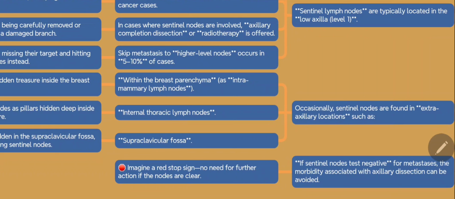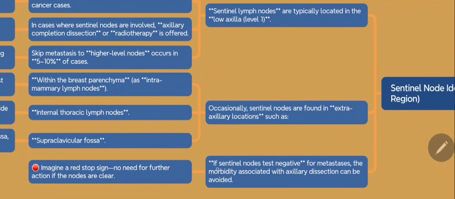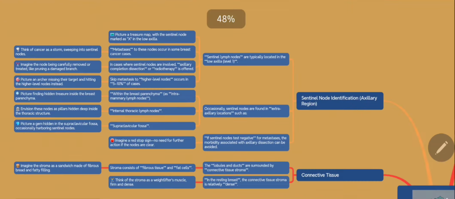Now the next point. Occasional sentinel nodes are found in extra-axillary locations. Where? Within the breast parenchyma, internal thoracic lymph nodes, and supraclavicular fossa. If sentinel nodes test negative for metastasis, the morbidity associated with axillary dissection can be avoided.